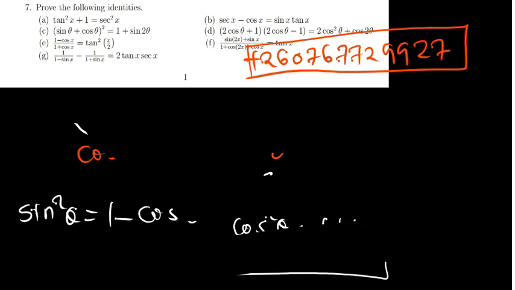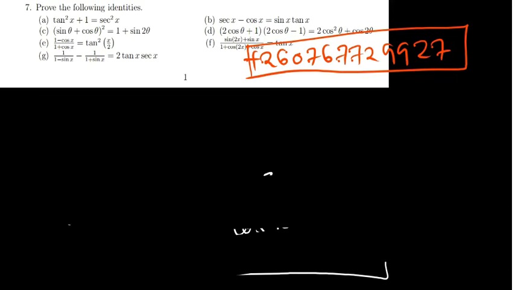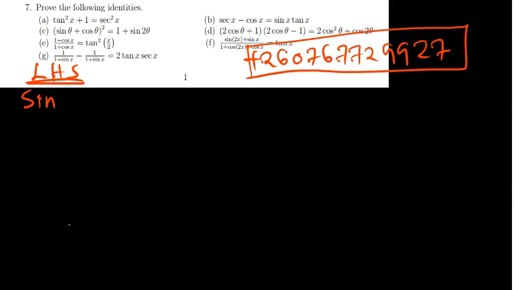So we can prove C by saying this is the left hand side. Don't be shocked to ask why I'm getting just the left hand side. If I want, I can get the right hand side, but I'll be able to get the same answer. So I have sine theta plus cos theta, all squared, and I can write this out as the product of two brackets.